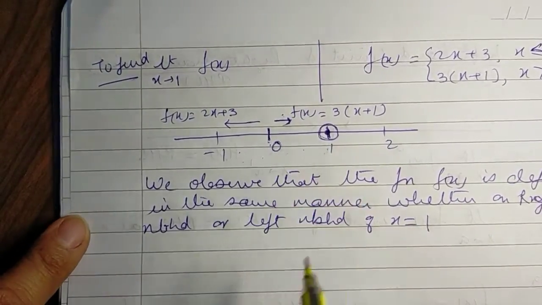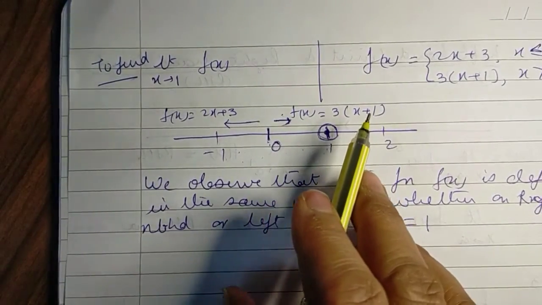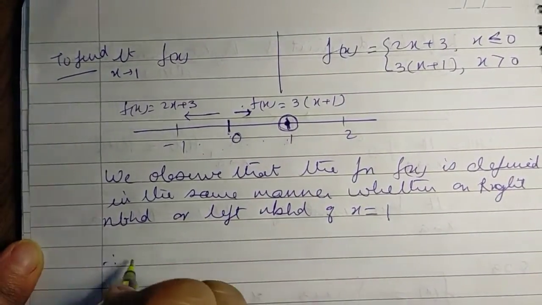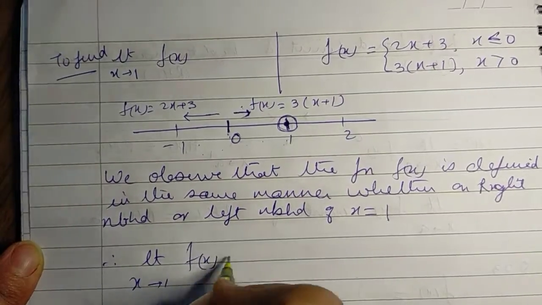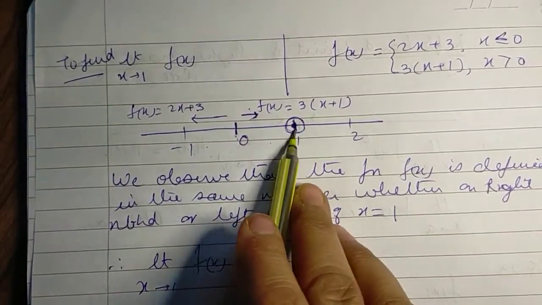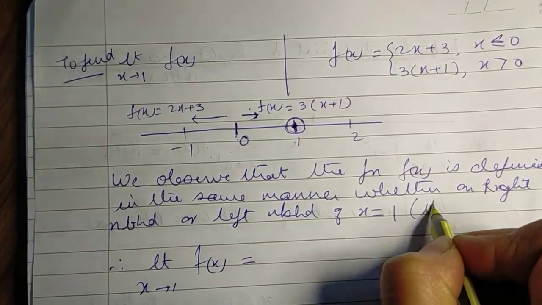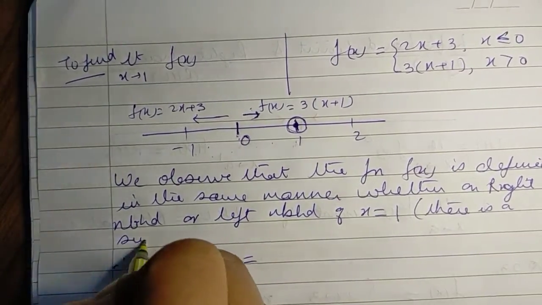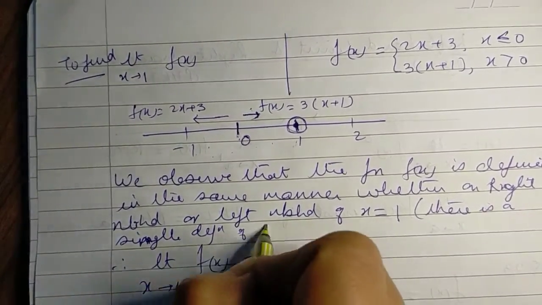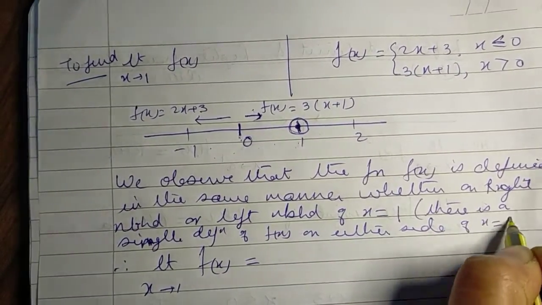from either side. So whether it is the left hand limit or the right hand limit, the value of the function to be taken is the same, and therefore we simply take the limit as x tends to 1 of f(x). We don't check the left hand limit and right hand limit separately because there is a single definition of the function on either side. That is, there is a single definition of f(x) on either side of x equal to 1.